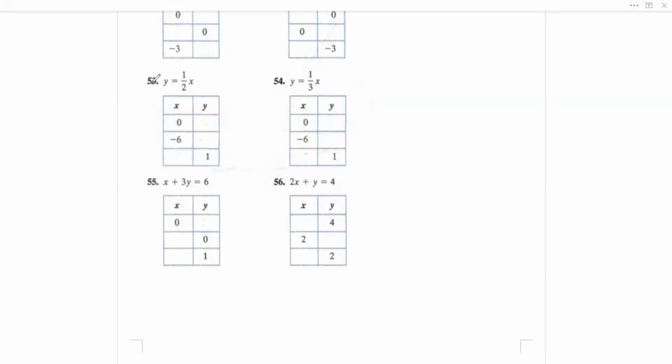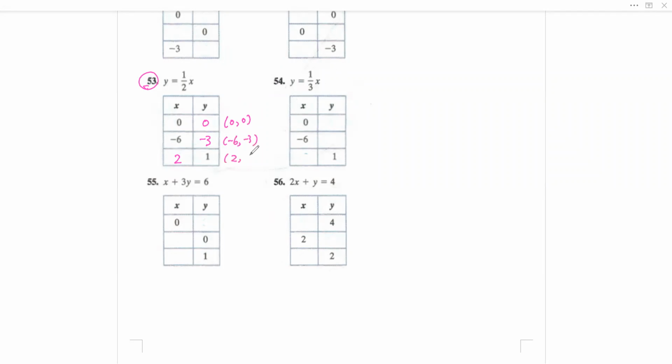Right, let's go to 53. So like this one, you get pairs. You give x, you know y, right? When x is 0, y is 0. When x is -6, y is -3, right? When y is 1, x is 2. So actually you can get 3 pairs here.